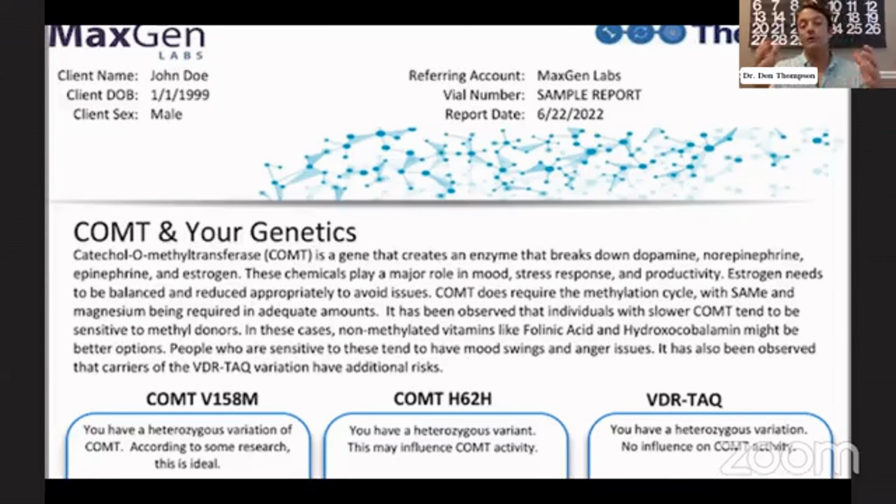This is another variant. I'm just talking about the Valmet, but it's another variant, and you have to look at different variants as well, so you can get a bigger picture. So just one variant isn't necessarily enough, and that's why MaxGen has put in the most clinically relevant SNPs, single nucleotide polymorphisms, in this report. And this is the works, by the way, which is perfect.